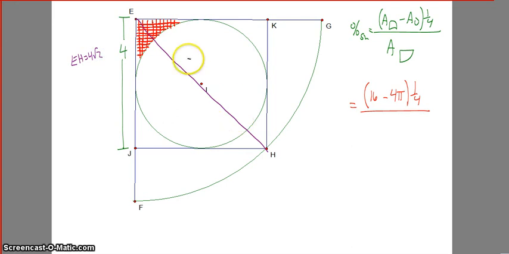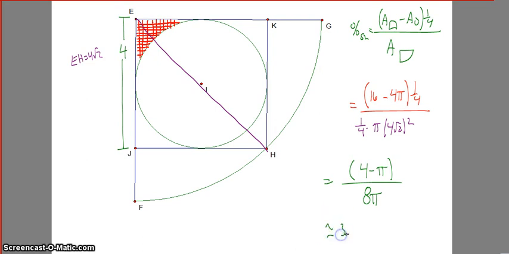So that means that the area of that quarter circle is 90 over 360, or 1/4 pi times the radius of 4 root 2 squared. And we can simplify this down by quite a bit. First of all, in the numerator, that's going to come out to 4 minus pi. And in the denominator, 4 squared is 16, root 2 squared is 2, 16 times 2 is 32, 32 times 1/4 is 8 pi. So there is an exact answer for us. And then if we find the approximate answer, that should come out to about 3.4%.